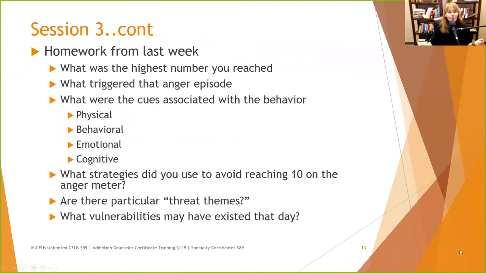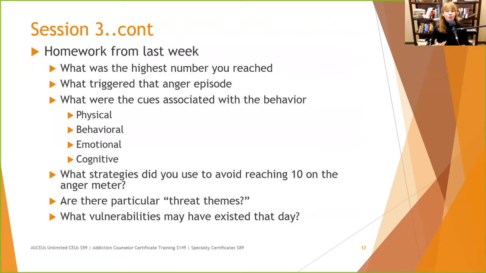Again, go over the homework from last week, and I said we were going to build on it. So this time we look at your anger episodes. What was the highest number that you reached? Hopefully we're seeing it go down a little bit, but as far as intensity and duration, what was the highest number you reached? What triggered that episode? The worst episode last week, what triggered it? What were the cues associated with it? Physical, behavioral, emotional, cognitive. And we talk it out, because I want people to get used to going over this so they don't need the paper. They can stop and go, okay, I'm starting to clench my fists, so this is probably a not great situation.